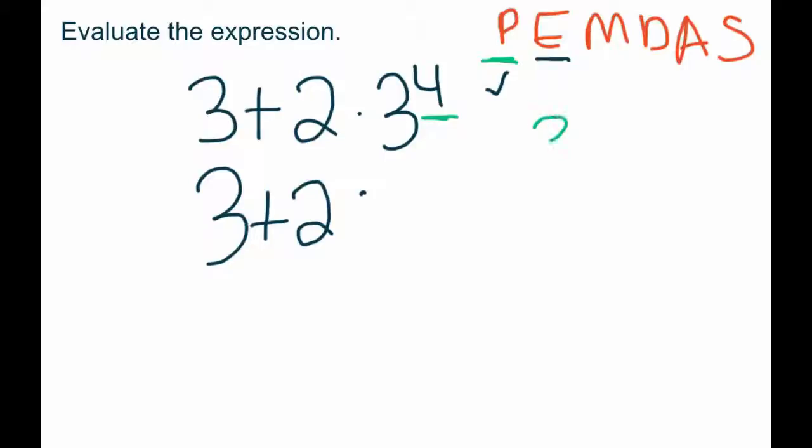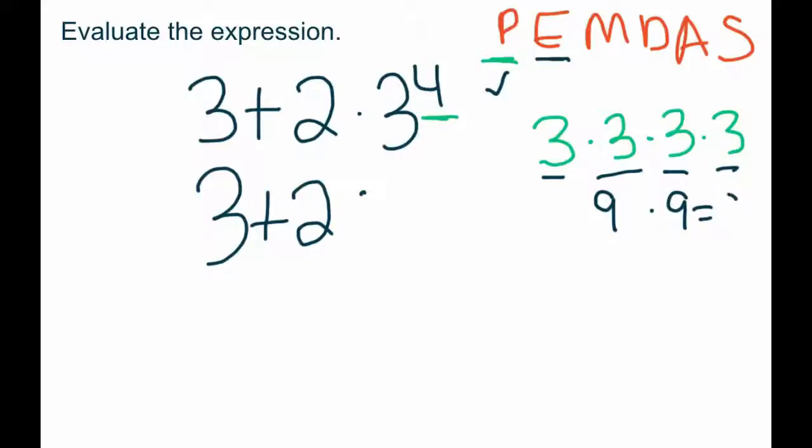And our exponent of 3 to the 4th power is just 3 multiplied by 3 multiplied by 3 multiplied by 3. So that's the same as 9 multiplied by 9, which is 81. So instead of writing 3 to the 4th power, we're going to replace that with 81. So our E is complete.